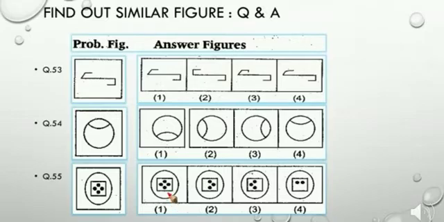In answer 1, these shapes are exactly same as the given problem figure, but in option 2 only 3 shapes are there, can't be the answer. Option 3 also there are 3 shapes. Option 4 there are only 2 shapes given. So question number 55 has answer which is option 1.